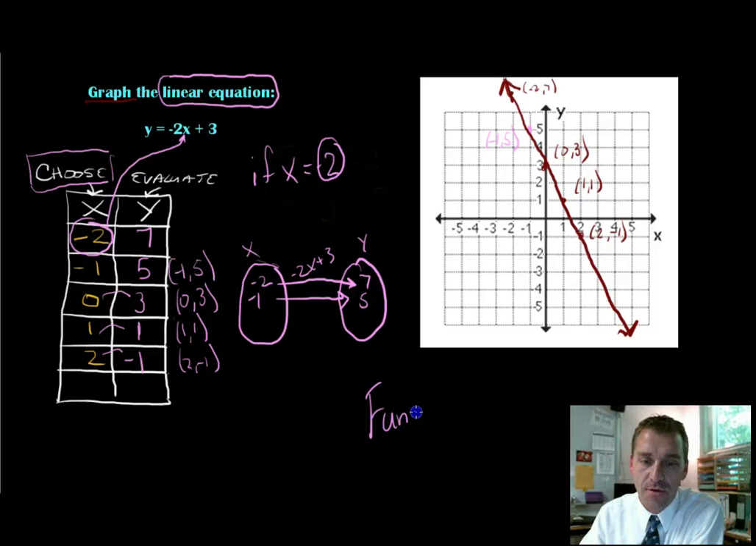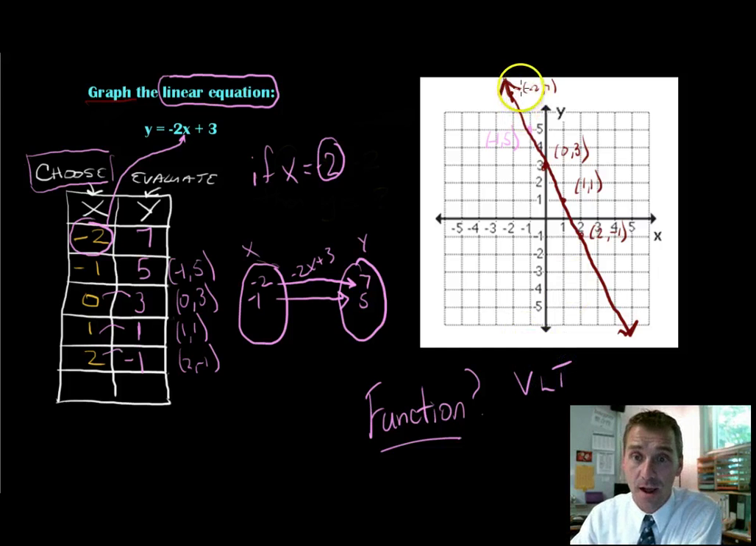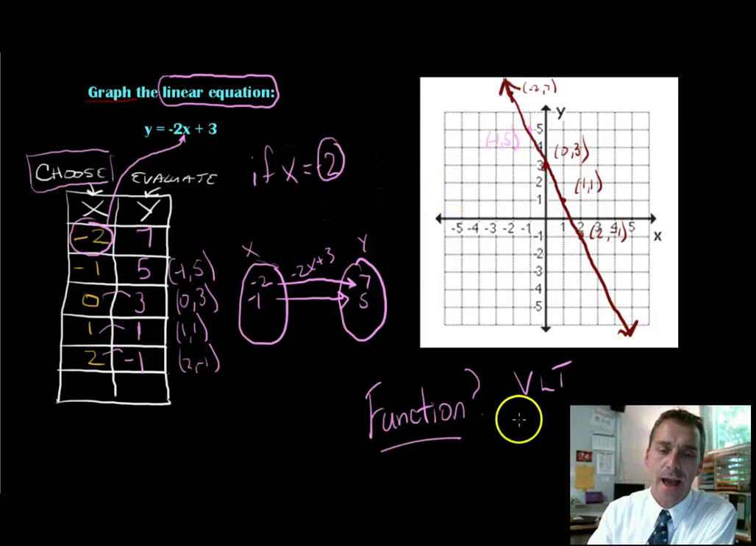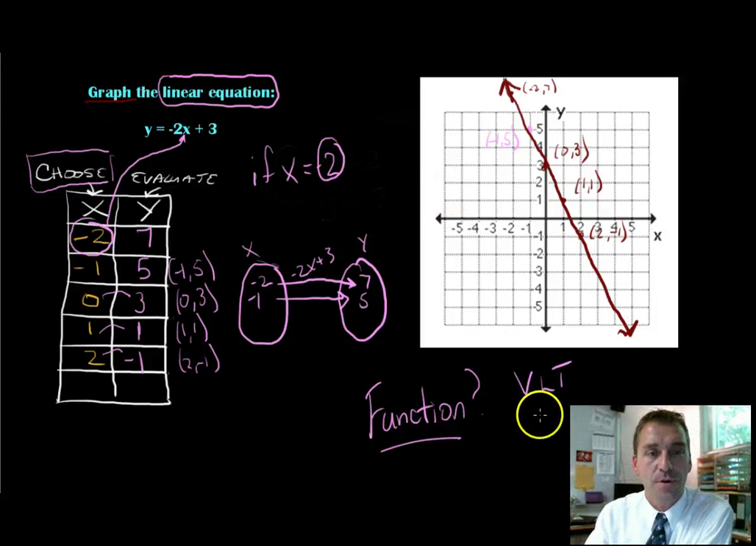Now here's a question. Is this thing, here's the word, a function? Well, if we use the vertical line test, it would pass the vertical line test with flying colors because no matter where I put a vertical line, it's only intersecting it at one spot. So absolutely, it would be a function.